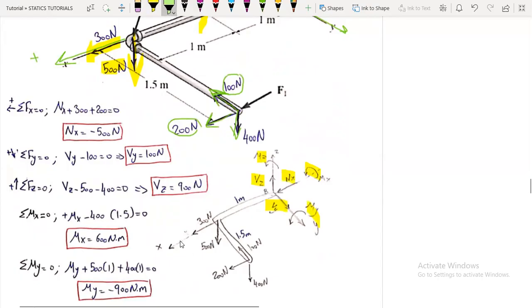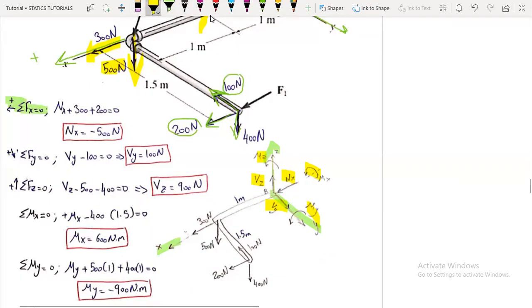Here it is: the x-axis, the y-axis, and the z-axis. Now we can use the scalar analysis to find these six unknowns. First of all, the summation of forces in the x direction equals 0. So I have what?